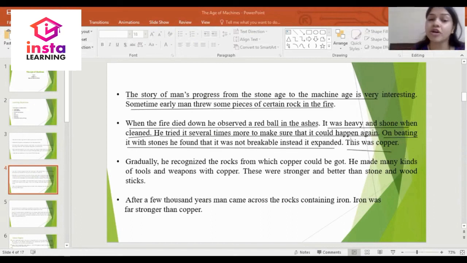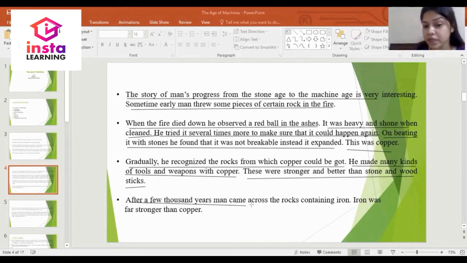This was copper. Gradually, he recognized the rock from which copper could be got. He made many kinds of tools and weapons with copper. These were stronger and better than stone and wood sticks. After a few thousand years, men came across the rocks containing iron. Iron was far stronger than copper.